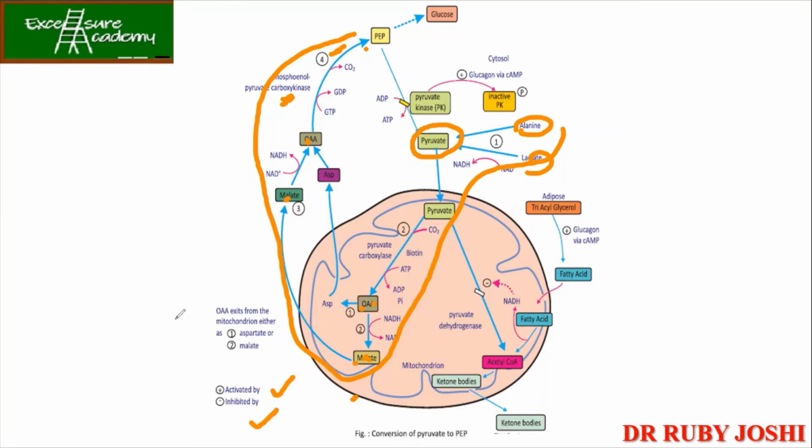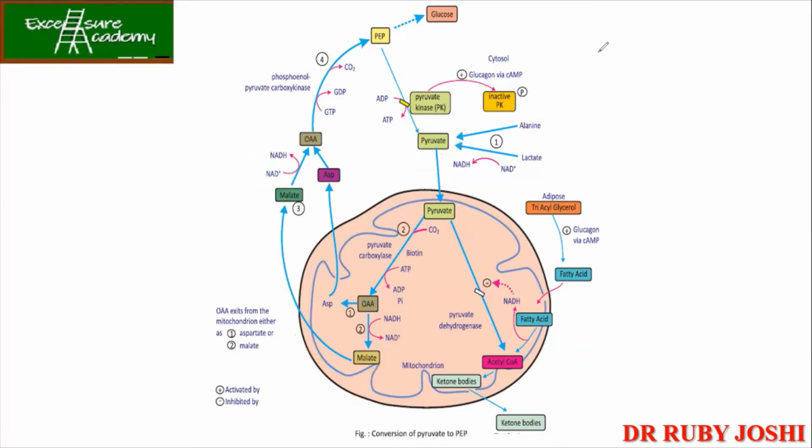For example, let's talk about glucagon. The glucagon is your hormone, right? So it is going to activate your pyruvate kinase. If it is activating pyruvate kinase, what does it mean? No, sorry, it is inactivating. It is going to inactivate. Anyways, we'll talk about this in the upcoming slides. Here in the same figure, you might get confused.